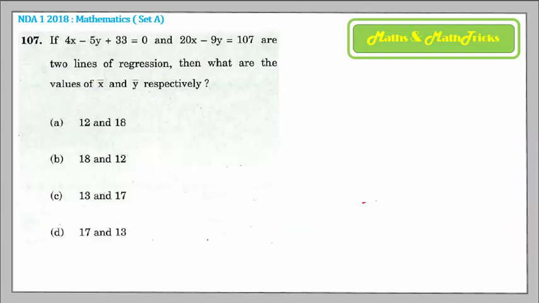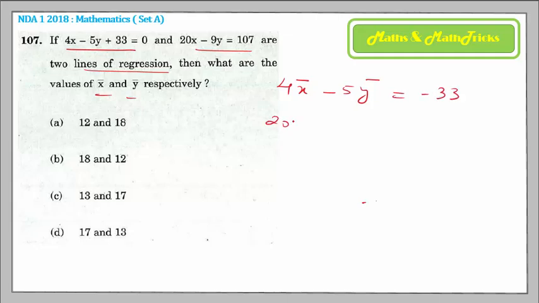Alright, coming on to the 107th question. Here there are two equations, which are the equations of two regression lines. You want x bar, y bar in them. So you replace the x variable by x bar and the y variable by y bar, and set up the equations. This is equation number 1. Then 20 x bar minus 9 y bar is equal to 107, equation number 2.